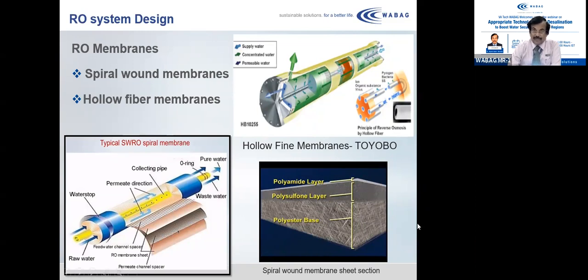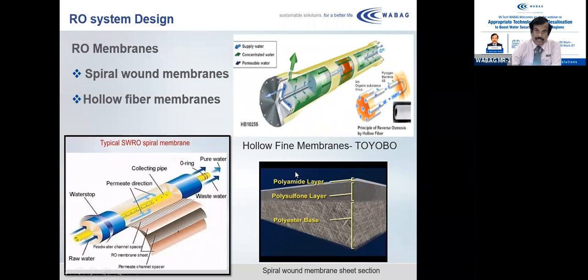This is a sectional view of a spiral wound membrane flat sheet. You can see that this is the polyester base, which gives the strength for the membrane sheet. This is one sheet, shown as a section here. The polysulfone layer is also a supporting layer. The real membrane layer is the polyamide layer, which is a very thin layer of a few angstrom units. So even a small scratch can damage this layer, and you should be very, very careful. If this polyamide layer is damaged, then the salt passage through the membranes will increase. So while handling the membrane, or in pre-treatment, care should be taken to avoid damaging this polyamide layer.